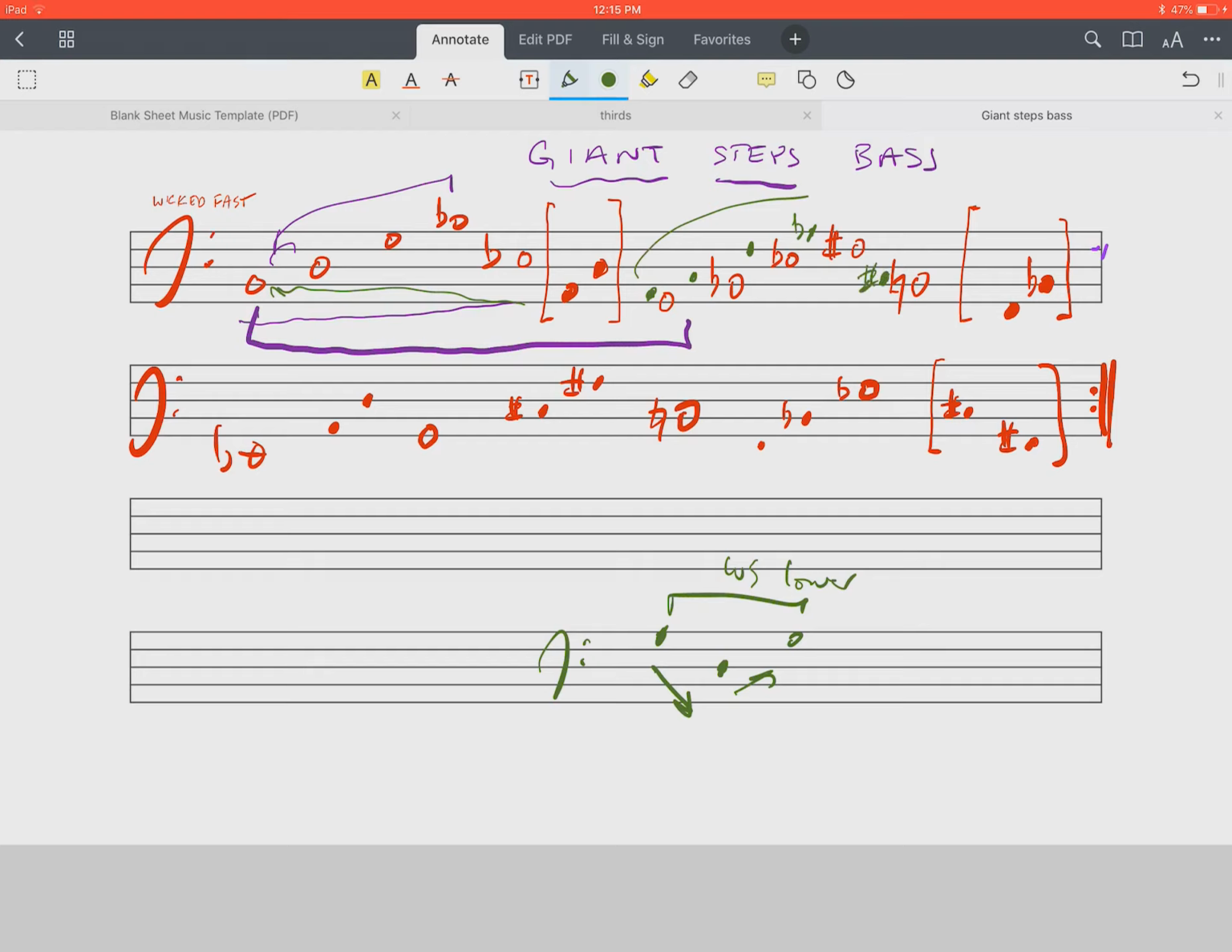Sing it with me. Here we go. La la la la la, and I'm just gonna go to the five. La la la la. And sequence it one more time. La la la la. Listen to that versus the real one. Here's the real version. La la la la la la.